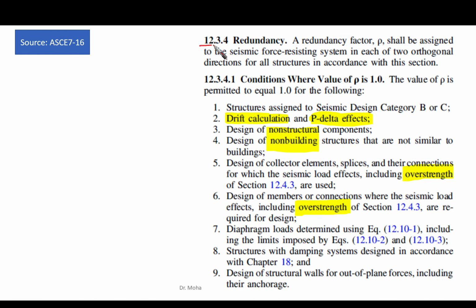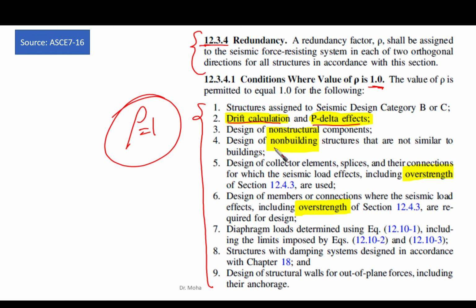I'm sorry, this is 12.3.4. This is the definition of it in the code, and this is whether it is going to be 1.3 or 1. There are several cases where the redundancy is going to be 1. The important exceptions where rho is going to be 1 are the drift calculation and the P delta effect. Also for design of nonbuilding structures or nonstructural components, rho is going to be 1. This is logical because they are not part of the lateral resisting system.